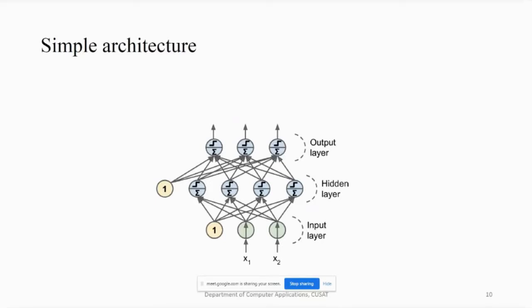This is the simple architecture of a multi-layer perceptron. This is the input layer, here is the hidden layer, and this is the output layer. In the output layer we can expect the decisions, and if the problem is a 3-class problem, in the output layer we can expect 3 different neurons, and these are the 3 different neurons.